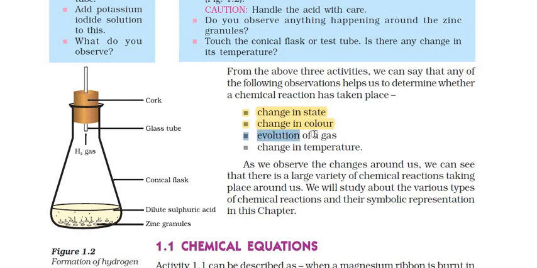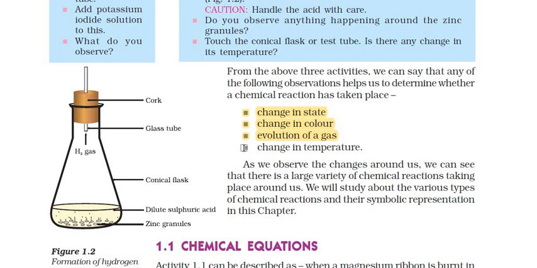The third is evolution of gas. A very simple chemical reaction is when we put zinc in an acid. When zinc is put in acid, a gas is evolved, hydrogen gas. We observe effervescence, we observe bubbles, and as soon as we observe bubbles, we get to know that a chemical reaction has taken place because hydrogen gas is being evolved.